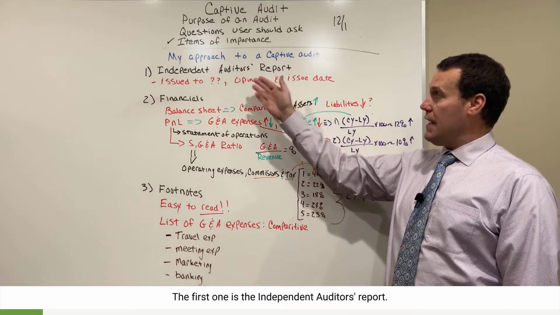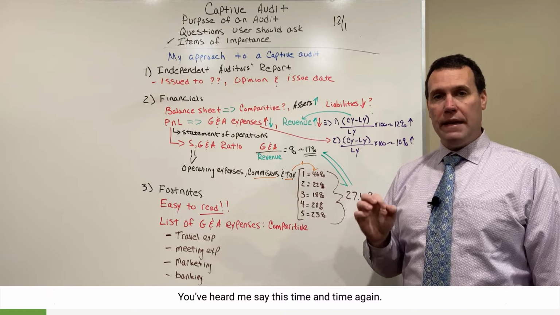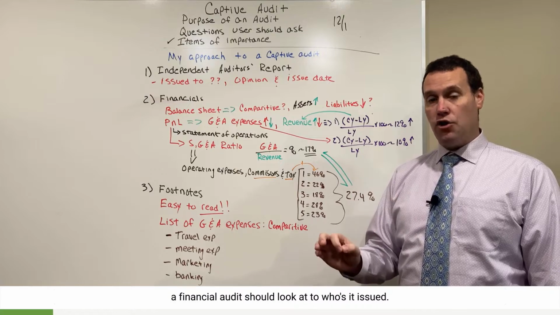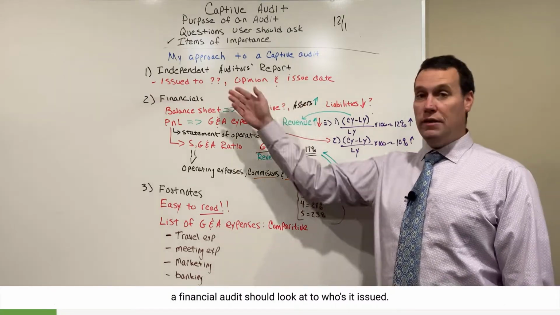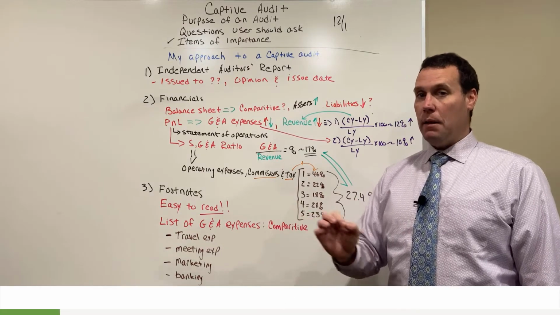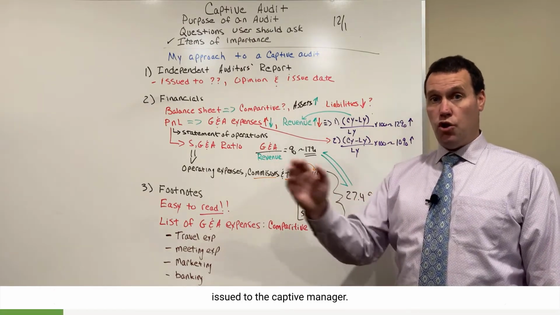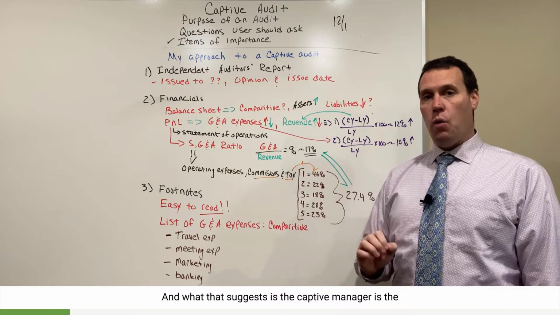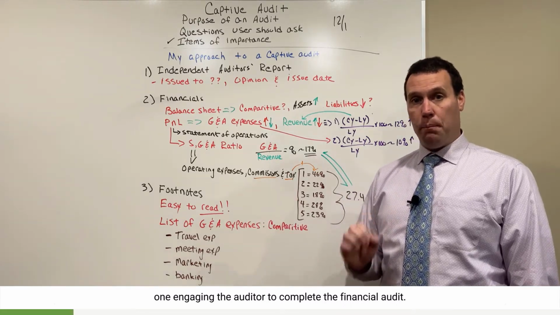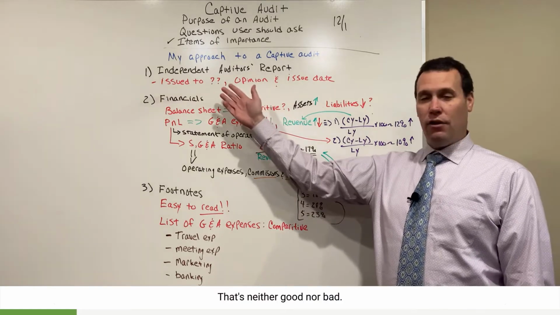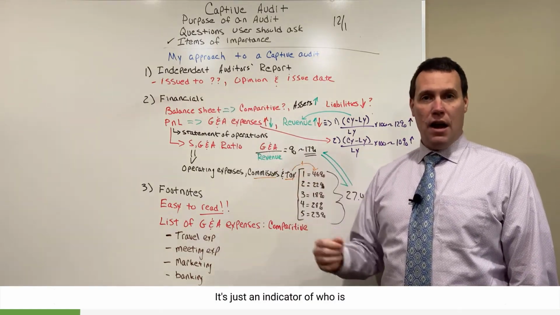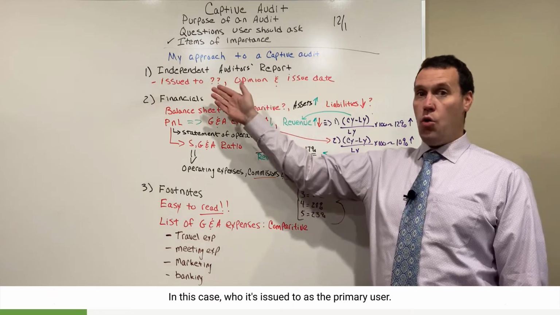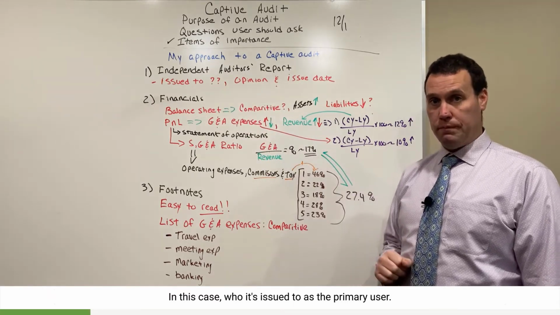The first one is the independent auditor's report. You've heard me say this time and time again. This is the most important section that a user of a financial audit should look at. Who's it issued to? Sometimes the audit may be issued to the captive manager, and what that suggests is the captive manager is the one engaging the auditor to complete the financial audit. That's neither good nor bad. It's just an indicator of who is the primary user of the audit.